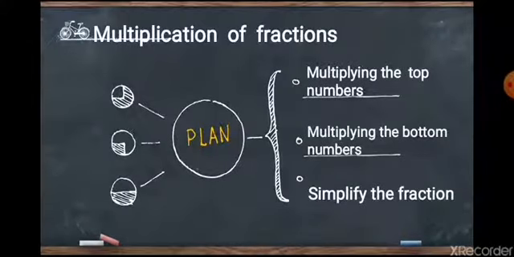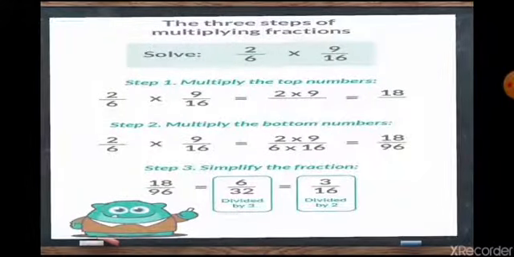So student, what are the rules for the multiplication of fractions? How can you multiply fractions? So the rules are, first multiply the top numbers, which means you will multiply the numerators. Then multiply the bottom numbers, which means you will multiply the denominators, and then you will simplify the fractions. How? Look here in our next slide.